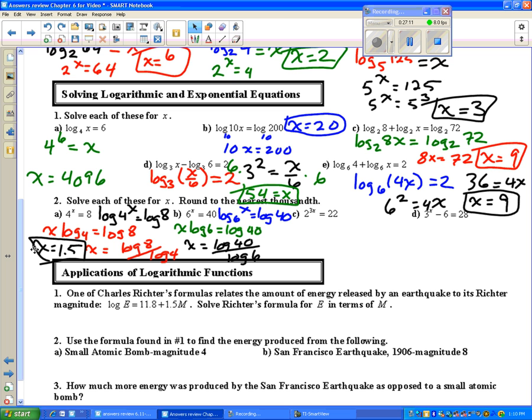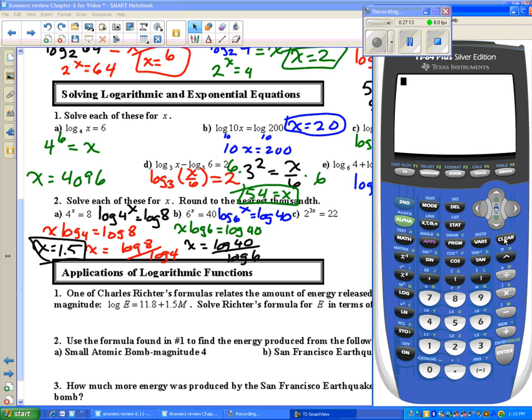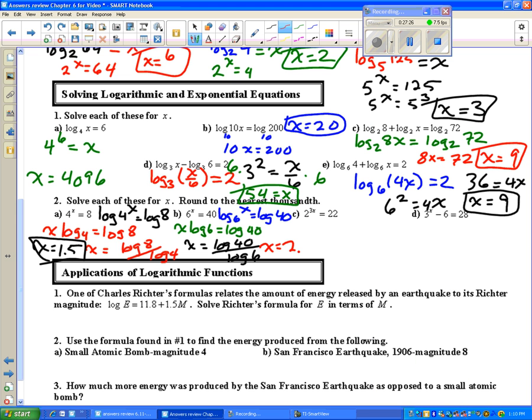Bring up my handy dandy calculator. Log of 40 divided by log of 6. I get 2.0588. So I am going to say x is equal to 2.059.